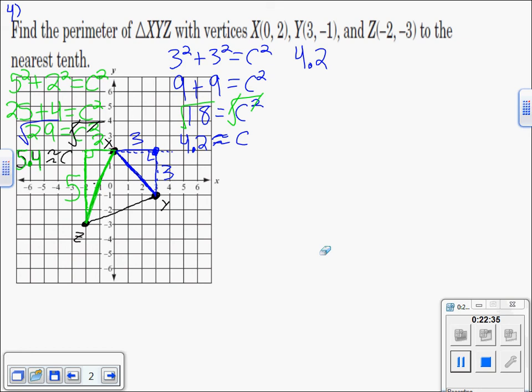So let's take count real fast. That means we have a 4.2 unit side. We have a 5.4 unit side. Now all we gotta do is do that third and final side, and then we'll be in business.